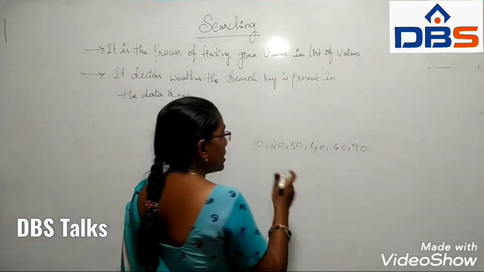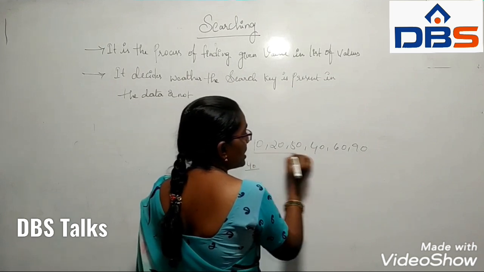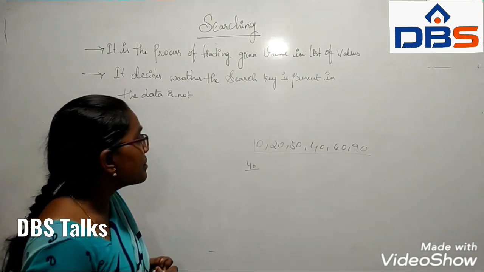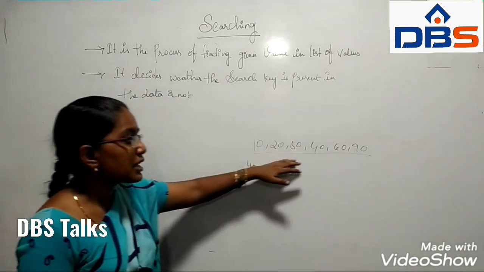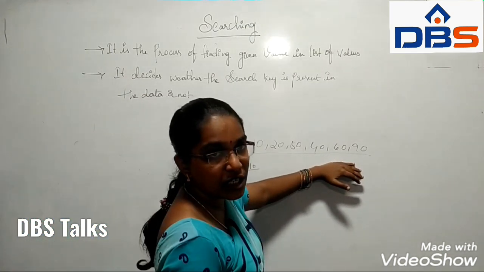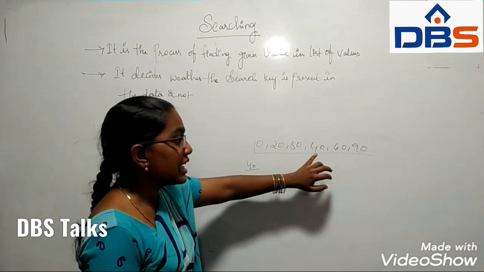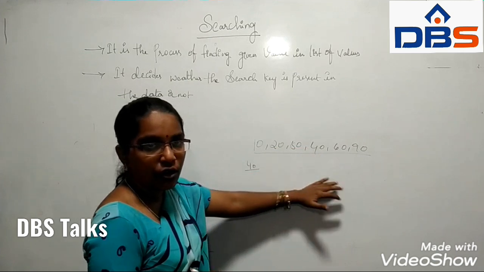Here, in this list, the element that you are going to search is 40. So in this entire list you are going to search for the element. This is the basic operation. It decides whether the search key is present in the data or not. If you search for a particular element, it will decide whether that element resides in that data or not.